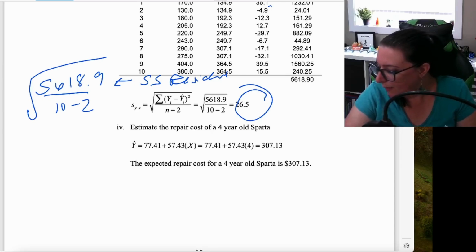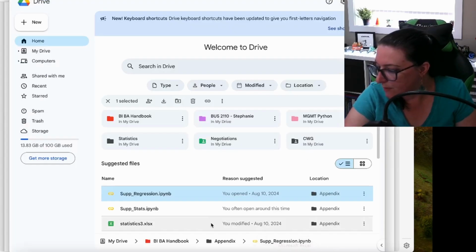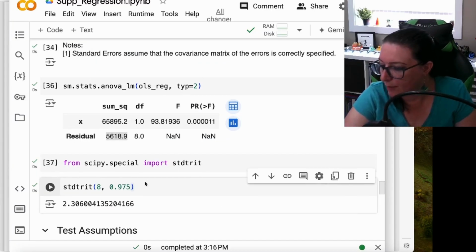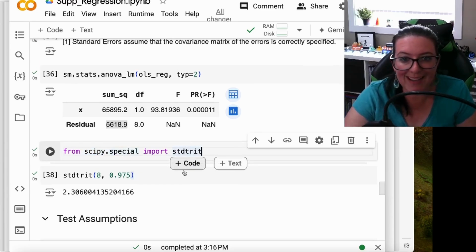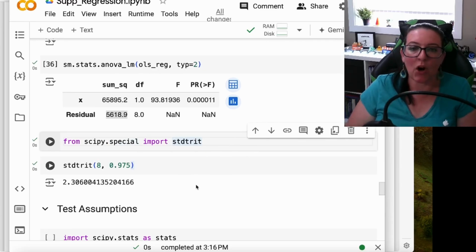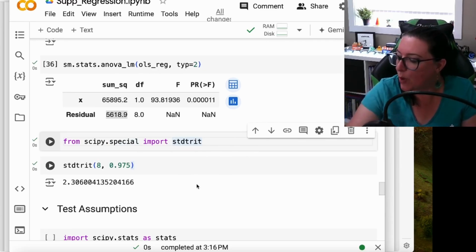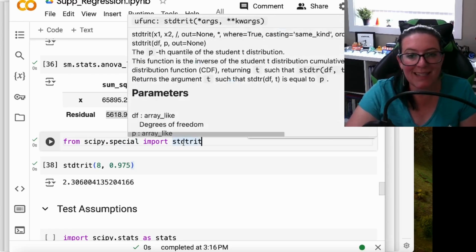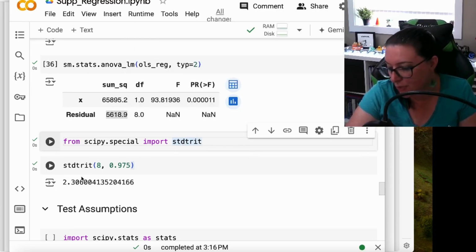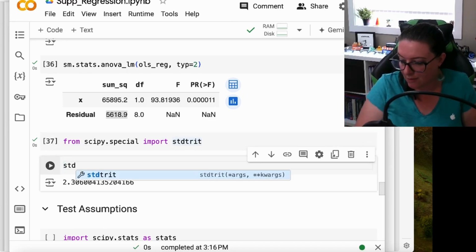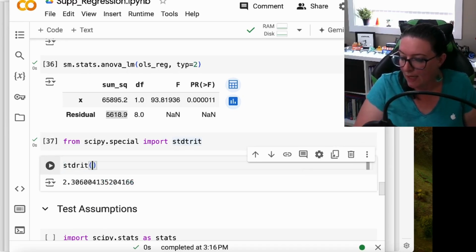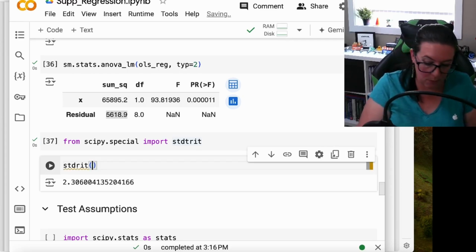So in Python, we need to do this. We need here, from scipy.special, we're going to import stdtrit. And so we are using the t distribution, the inverse of the t distribution. When you do that, what you need for that is first your degrees of freedom. So here our n minus 2 is our degrees of freedom, so 8.